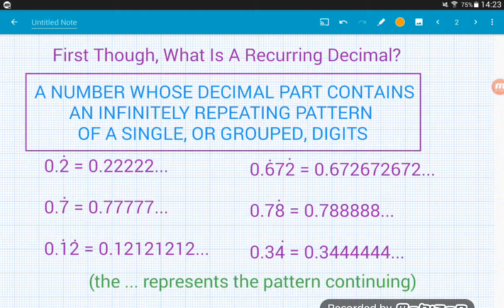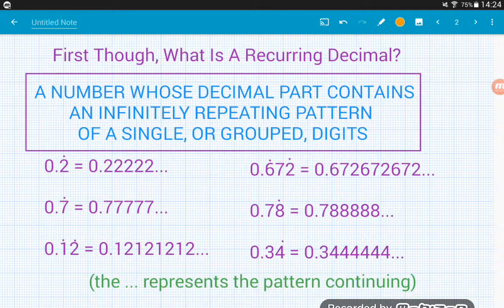If we have a 3-digit pattern repeating, then we put a dot above the first digit that recurs and above the last digit that recurs. So 0.672 with a dot above the 6 and a dot above the 2 goes 0.672672 forever and ever. Then 0.78 here, where we've only got a dot above the 8. If that happens, that means the 7 isn't recurring, so we get 0.7888 forever. And the same down here with 0.34 recurring.